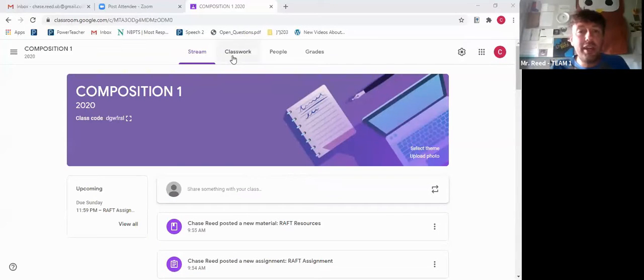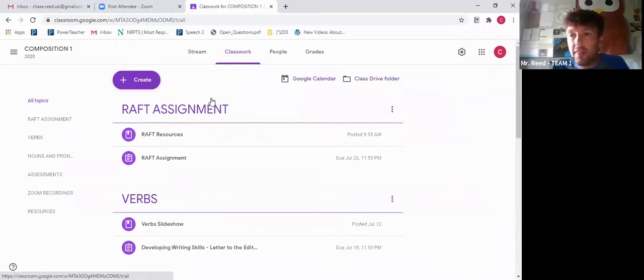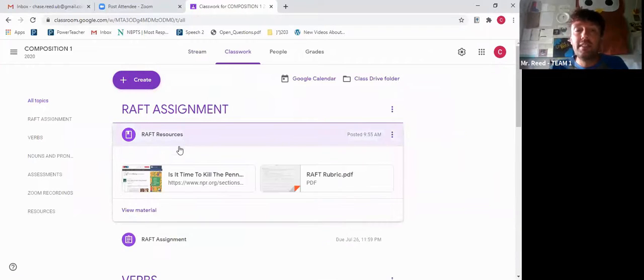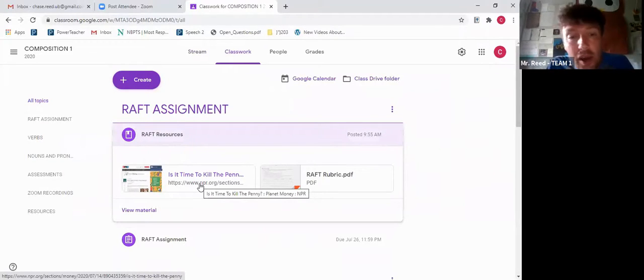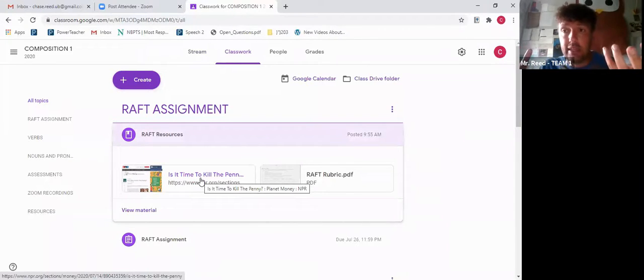Okay, so composition 1, click on classwork, and you'll see that we've got 2 different things here for the RAFT assignment. First is the RAFT resources. You are going to be in a small group, and you're going to read an article that was done through NPR, and it's called, "Is It Time to Kill the Penny?" And as you're reading through this, you're going to hear an argument for eliminating pennies and against eliminating pennies. And your writing assignment is going to be that you are going to do some writing from the perspective of the penny, and you're going to be arguing that you should not be eradicated, that you need to stick around.